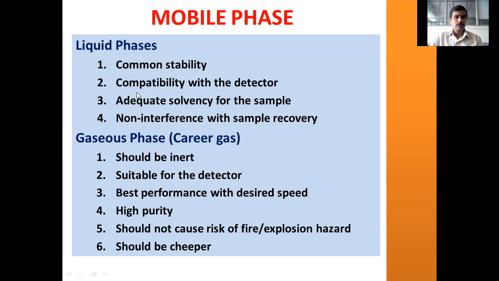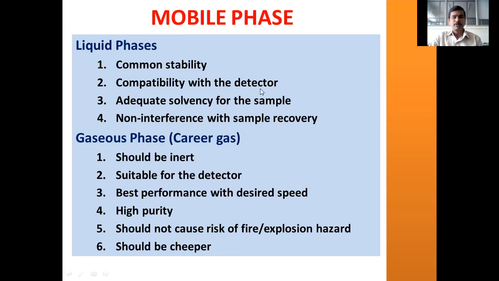So first, if you take liquid mobile phase, if any liquid you are going to use as a mobile phase, it may be water or a mixture of methanol and water, acetonitrile and water, acetonitrile and methanol, whatever it is. Whatever the mobile phase you are going to use, it should have chemical stability. Irrespective of the experimental condition, it should not undergo any fragmentation, any chemical conversion, or chemical transformation. Therefore, it should attain chemical stability.